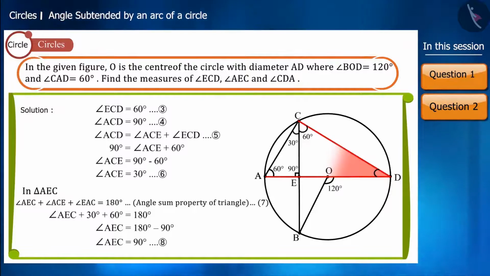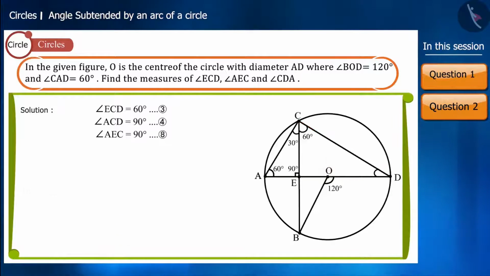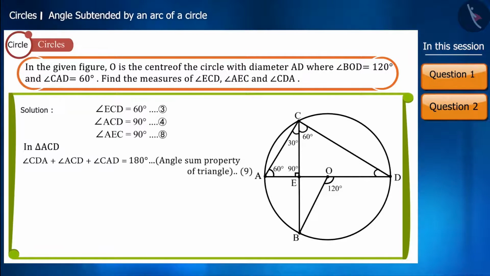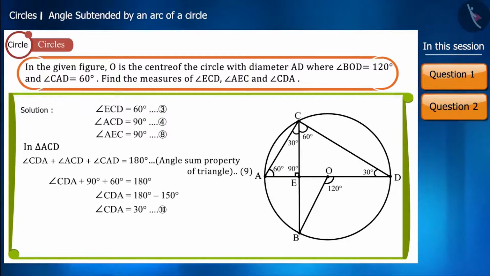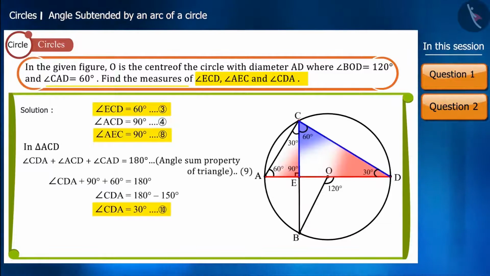Now we have to find the value of angle CDA. In the triangle ACD, the value of angle CAD is given to us. And we have determined the value of angle ACD. We will get this equation by the angle sum property of the triangle. By placing the values of angles CAD and ACD, we can determine the value of angle CDA. We will get the value of angle CDA as 30 degrees. Thus, we found the values of all the three angles.